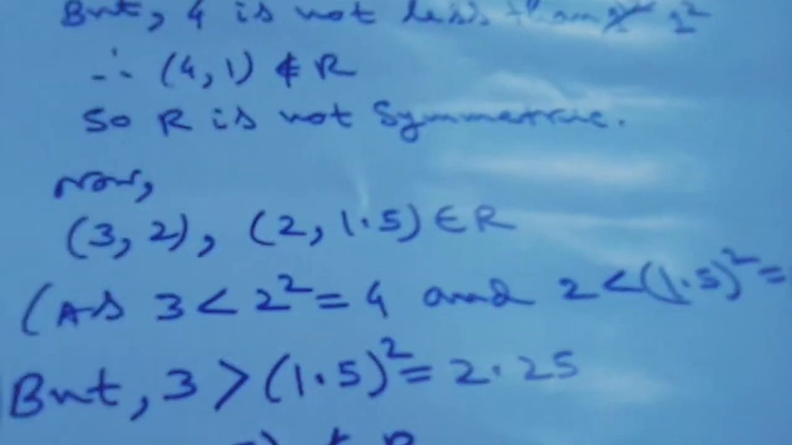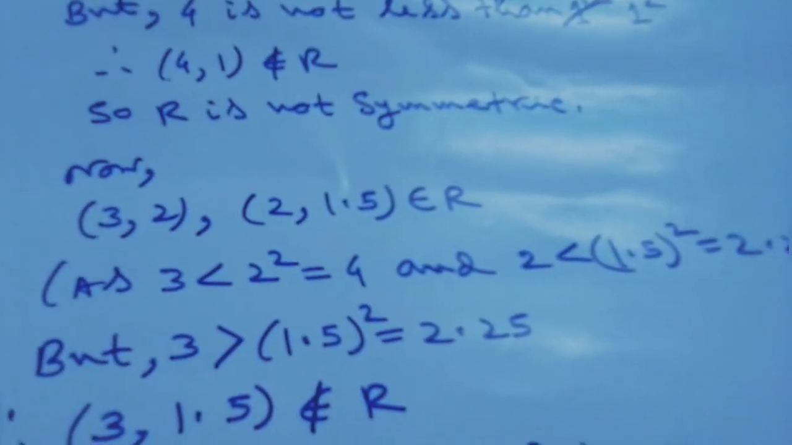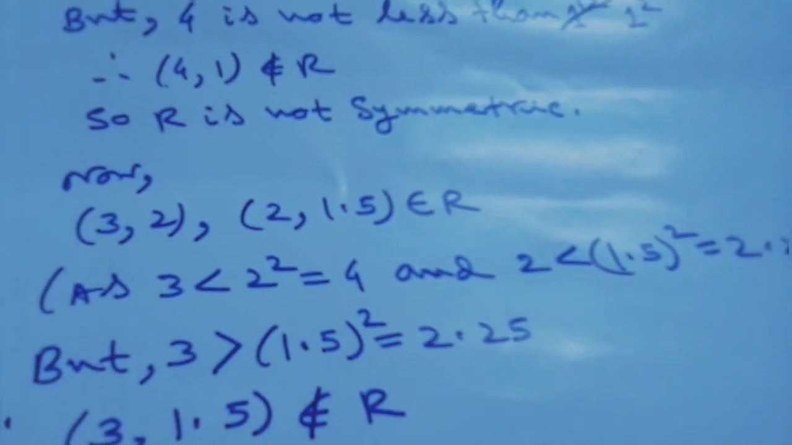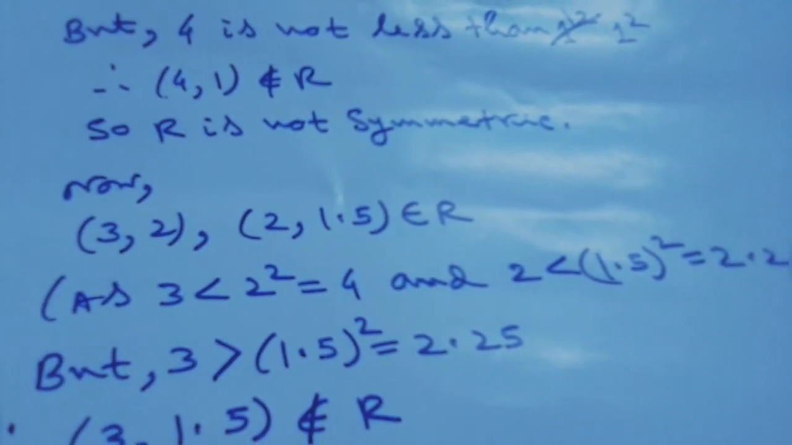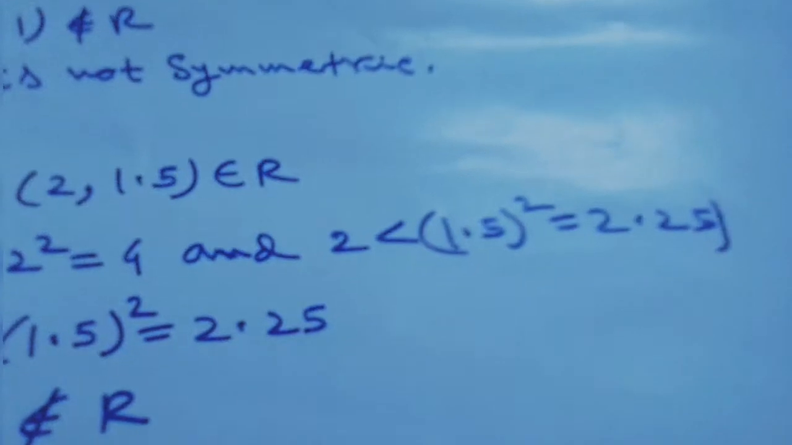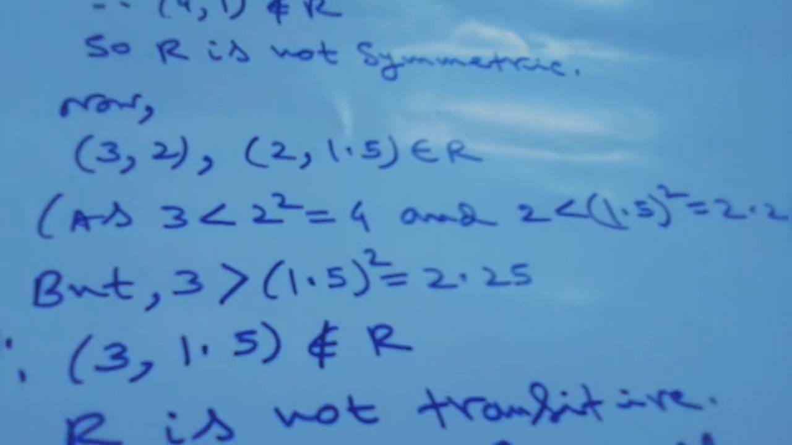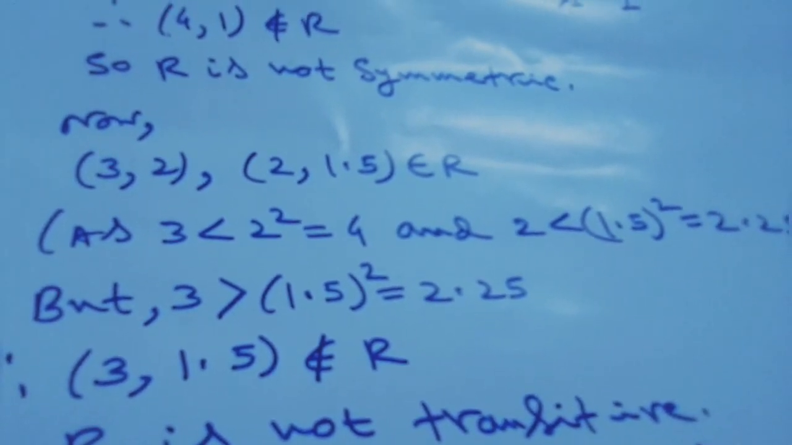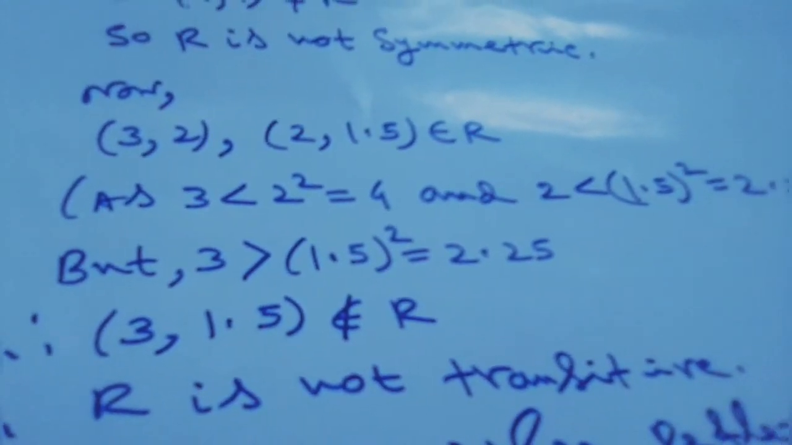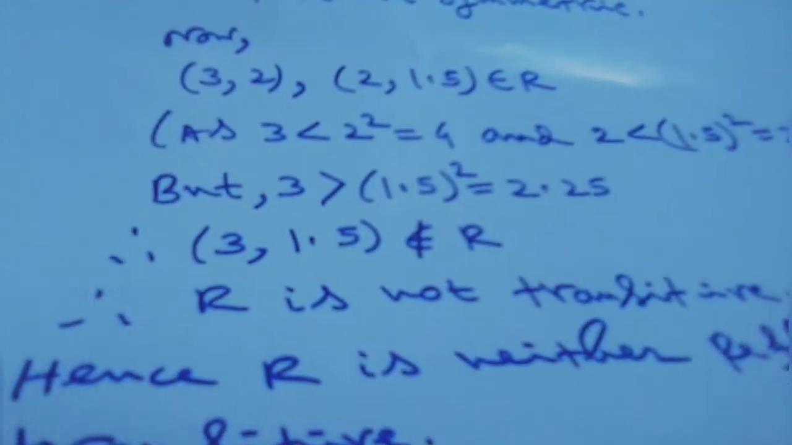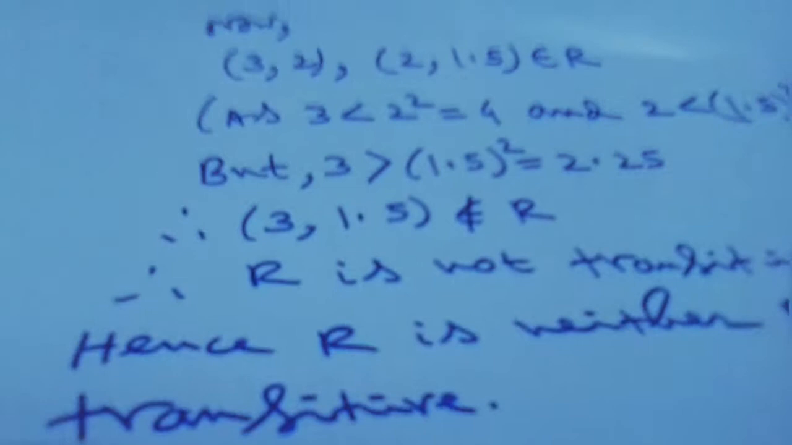And now if we take the two points (3, 2) and (2, 3/2), where 3 is less than or equal to 2 squared, that is 4, and 2 is less than or equal to 1.5 squared, that is 2.25, both are true. But for the case of transitivity, 3 is greater than 1.5 squared, that is 2.25, so (3, 3/2) doesn't satisfy this relation. So R is not transitive. Hence R is neither reflexive, nor symmetric, nor transitive. So we can find this result.